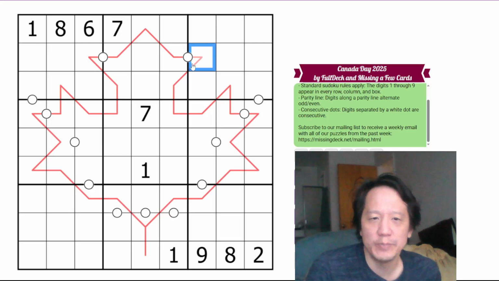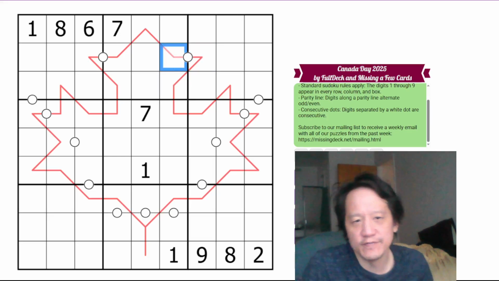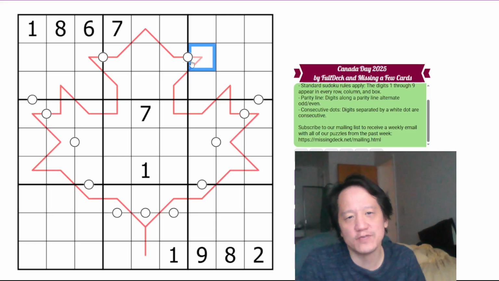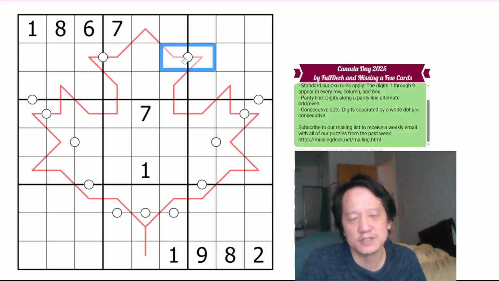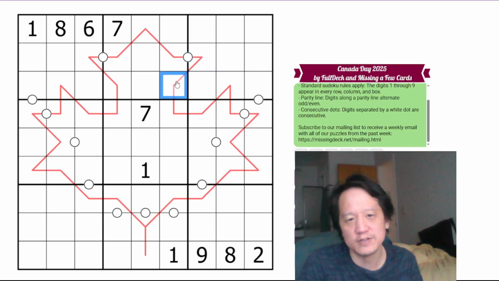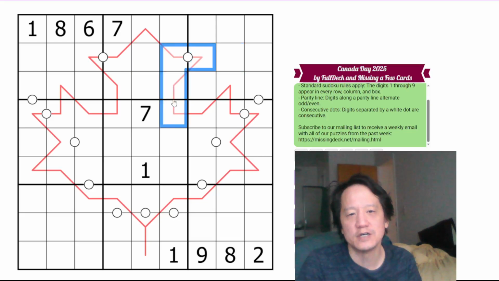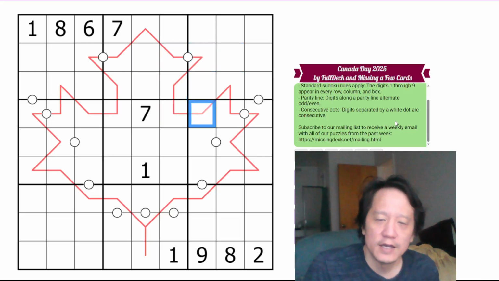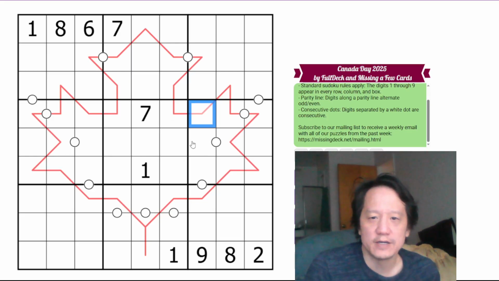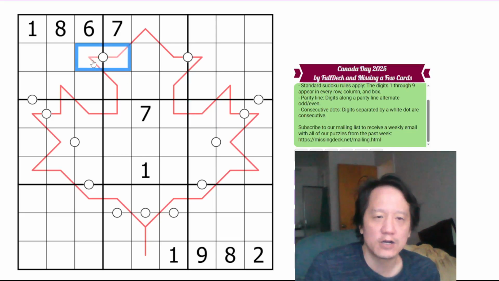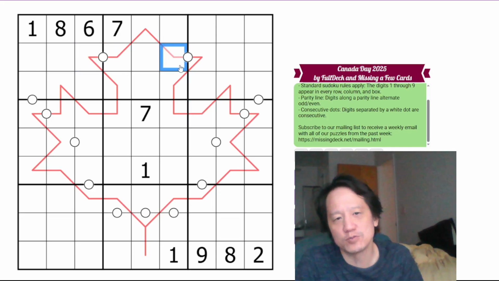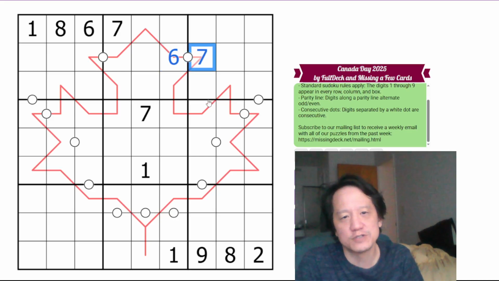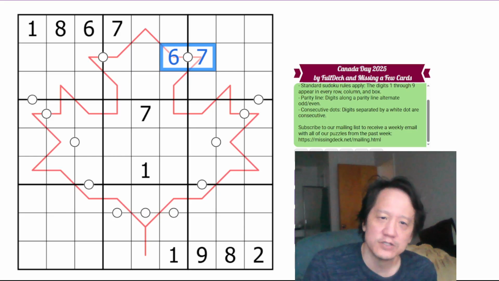Digits along a parity line alternate between odd and even. So if this were odd, this would have to be even. Well, they would also be because they're consecutive. But if this is odd, this would have to be even. If this is even, this would have to be odd. And it would alternate on the parity line. And then finally, there are consecutive dots, or white Kropki dots, where digits separated by a white dot are consecutive. So for example, if this were a 6, this would have to be a 5 or a 7 to make sure that these digits are consecutive.